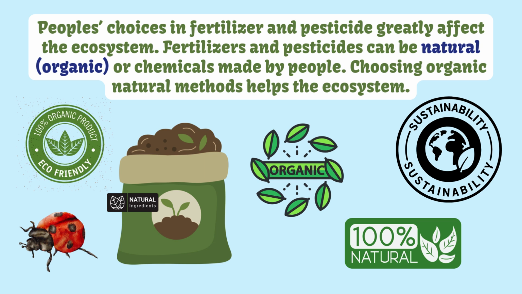People's choices in fertilizer and pesticide greatly affect the ecosystem. Fertilizers and pesticides can be natural, organic, or chemicals made by people. Choosing organic, natural methods helps the ecosystem.